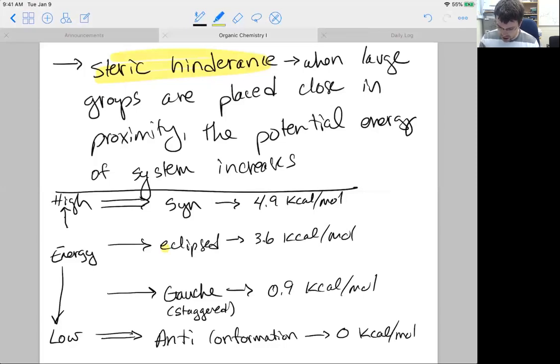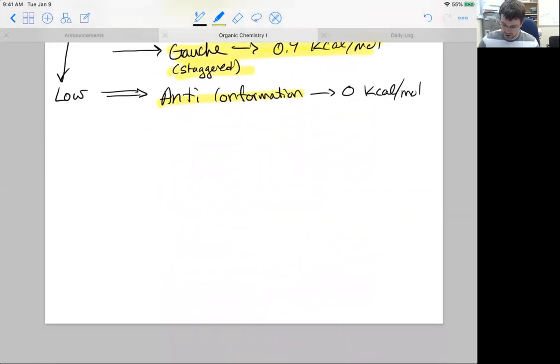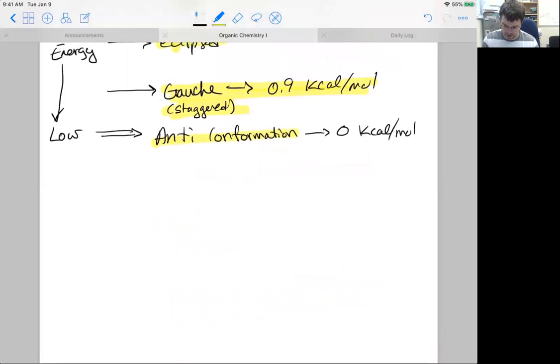Now, the things you need to know are only this in terms of numbers. But I also want you to know this, this, and this. So I want you to know the relative ranking of the various energy states, or the various conformational states: anti, gauche, eclipsed in general, and syn. In terms of what numbers you need to know, the number that I'd really like you to know is that 0.9 kcals per mole is the typical energy for a gauche interaction. So let's go ahead and draw the energy diagram then.